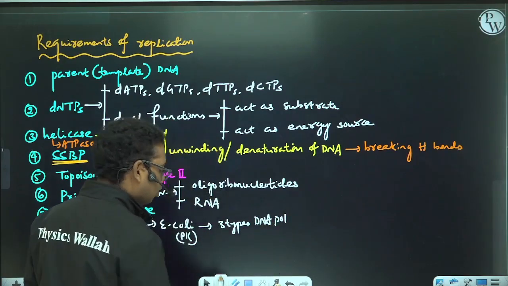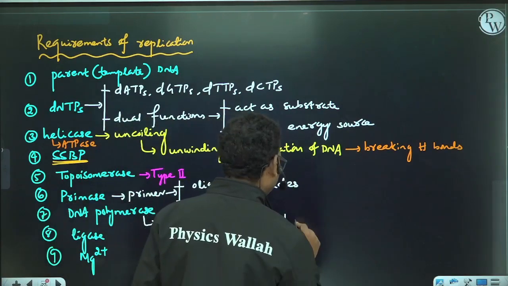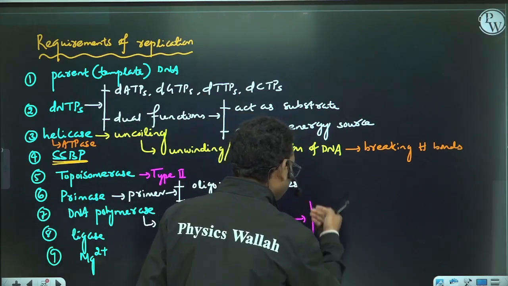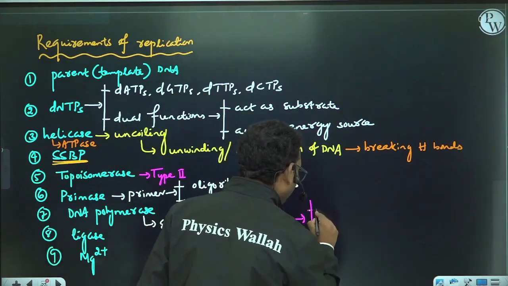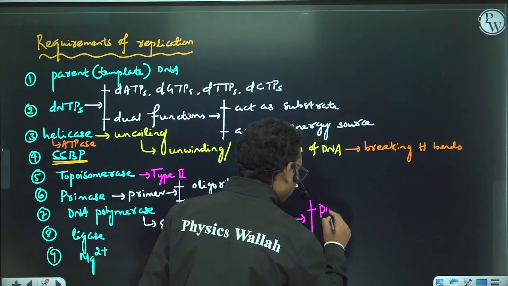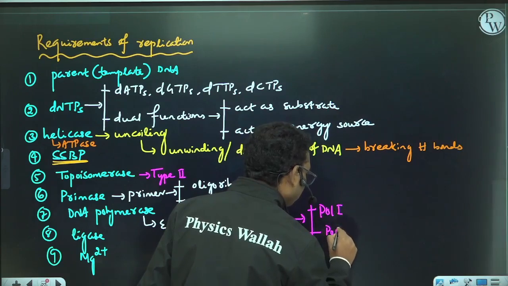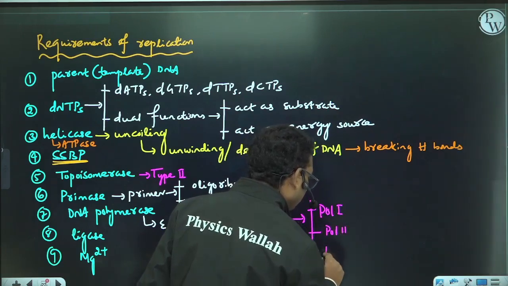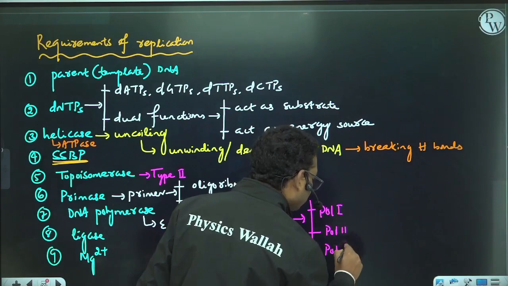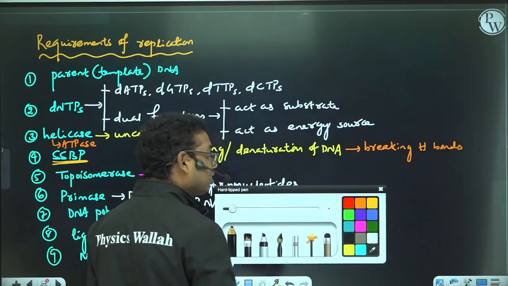Pol means DNA polymerase. How many types are there? Three. What are those? One is DNA polymerase first, second is DNA polymerase second, and third is DNA polymerase third. And among these three, which one is the main replicating enzyme?